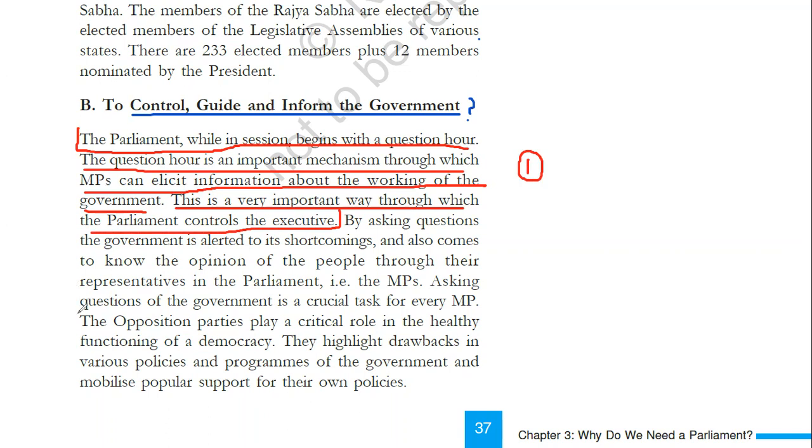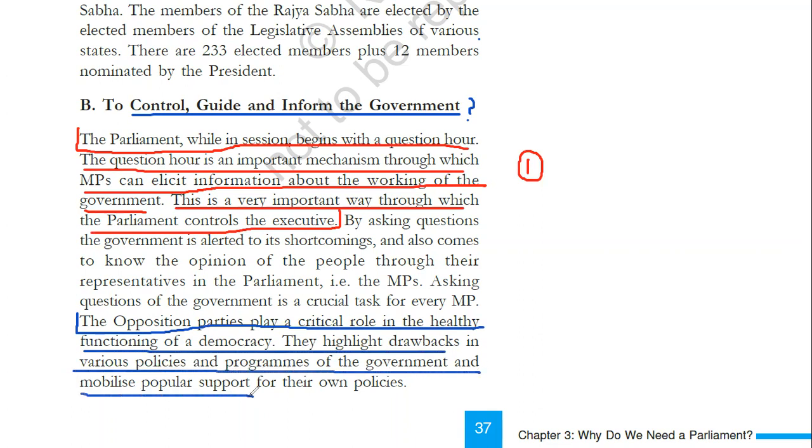Then for the second point, we'll go down. The opposition parties play a critical role in the healthy functioning of a democracy. They highlight drawbacks in the various policies and programs of the government and mobilize popular support for their own policies. That would be point number 2. So these would be the first 2 points for the question, how does the parliament control, guide, and inform the government?